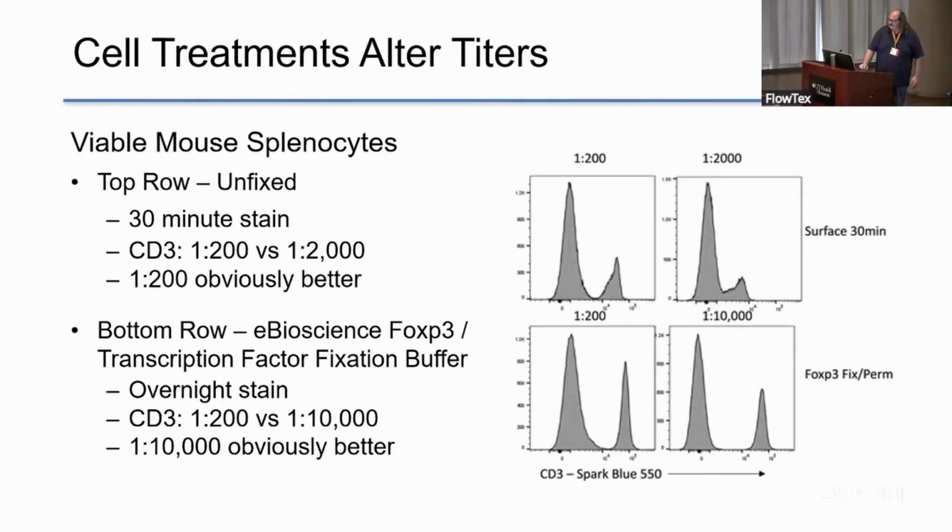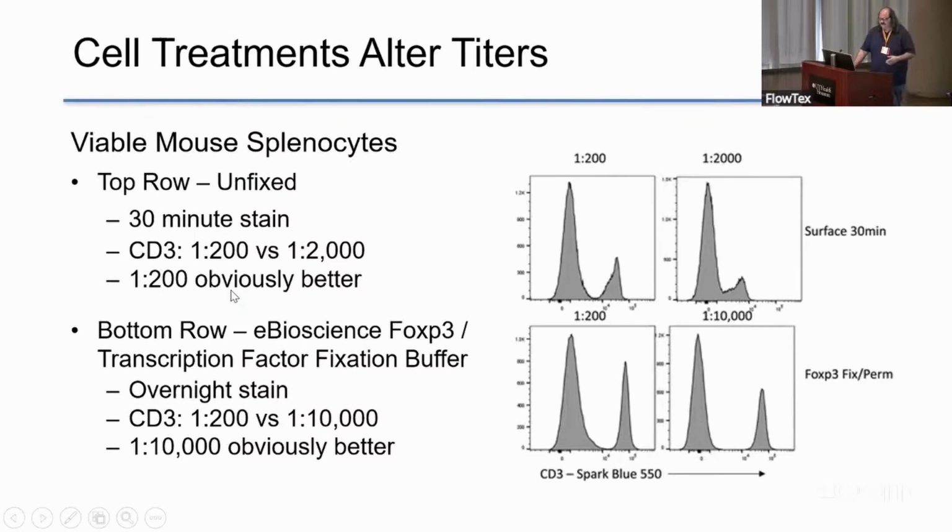All right. In the paper, they also show that cell treatments can actually alter titers as well as flow cytometrists. We all know that, but I think they did a pretty good job of showing that. So once again, we have viable mouse splenocytes. This top row essentially are the unfixed cells, while the bottom ones are the fixed cells.